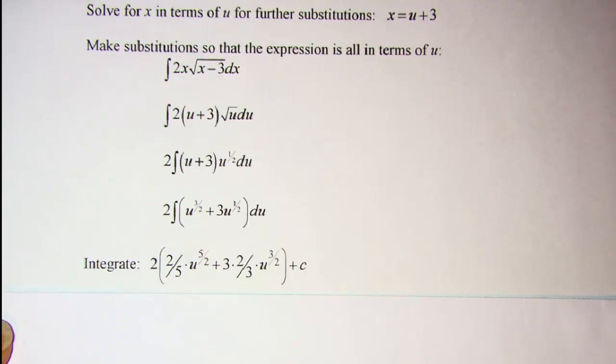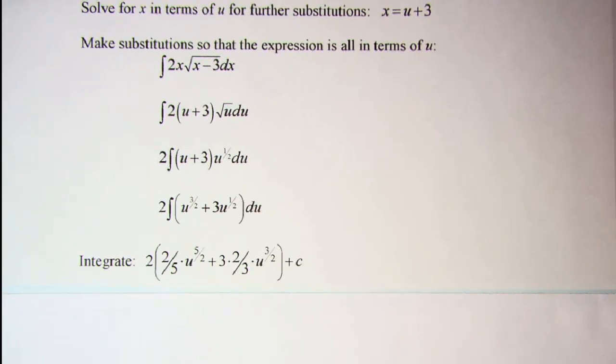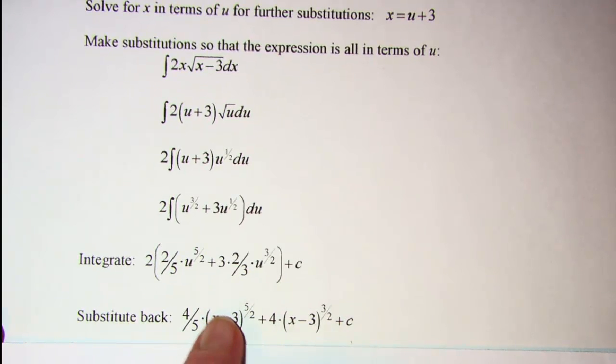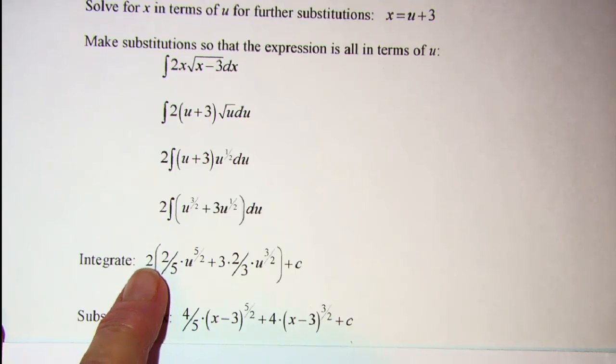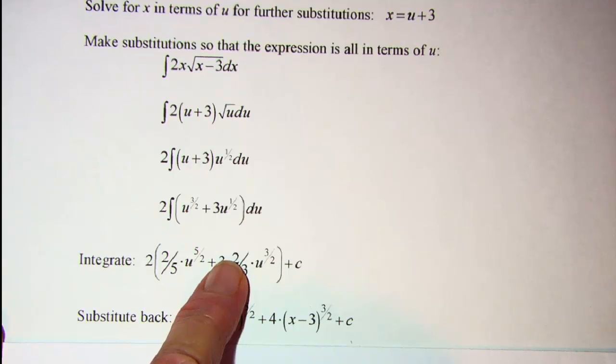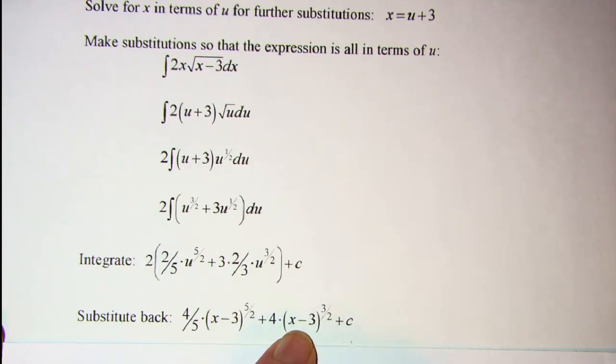All we need to do now is substitute back, and in place of u, we're going to put back in x minus 3 instead of u. So, and I'm also distributing this 2. So 2 times 2/5 gives me 4/5 times the quantity x minus 3 to the 5/2. This product, the 3's cancel, and then when I distribute my 2 times this 2, I get 4 times the quantity x minus 3 to the 3/2 plus a constant.